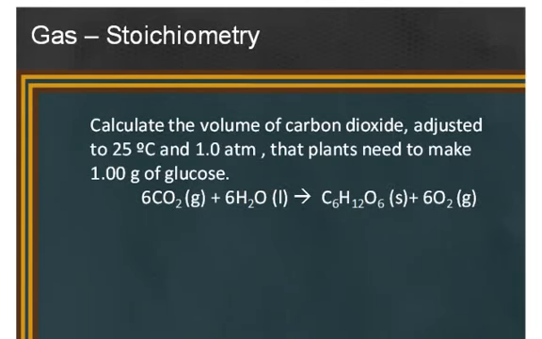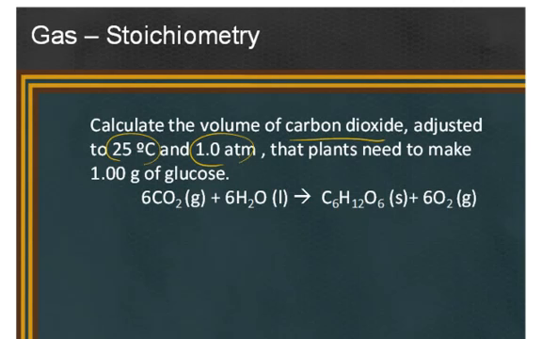Practice a gas stoichiometry problem. Here we go. Calculate the volume of carbon dioxide, adjusted to 25 degrees Celsius and 1 atmosphere, that plants need to make 1 gram of glucose.